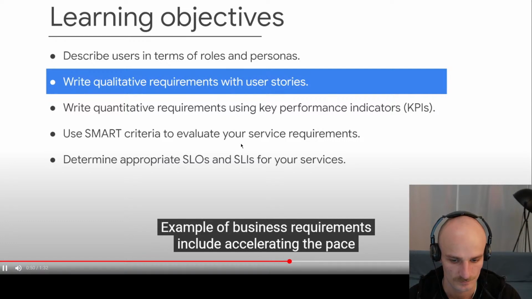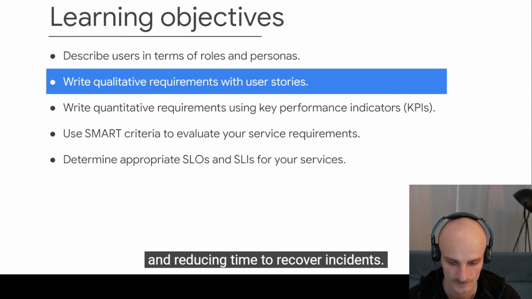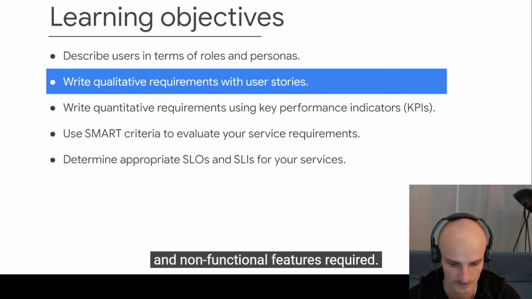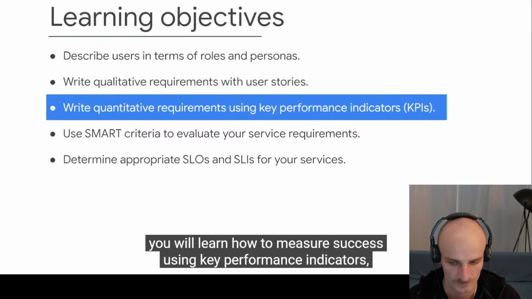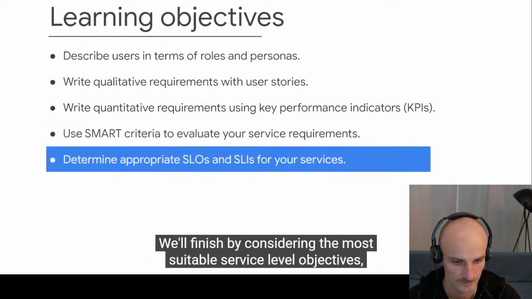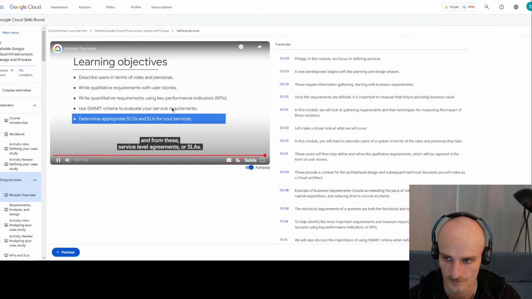Examples of business requirements include accelerating the pace of software development, reducing capital expenditure, and reducing time to recover incidents. The technical requirements of your systems are both the functional and non-functional features required. To help identify the most important requirements and measure impact, you will learn how to measure success using key performance indicators, or KPIs. We will also discuss the importance of using smart criteria when defining KPIs. We'll finish by considering the most suitable service level objectives, or SLOs, and service level indicators, or SLIs. Service level agreements, or SLAs.